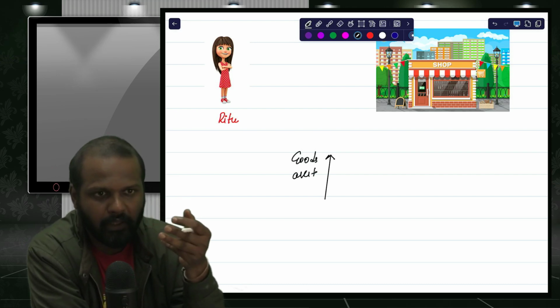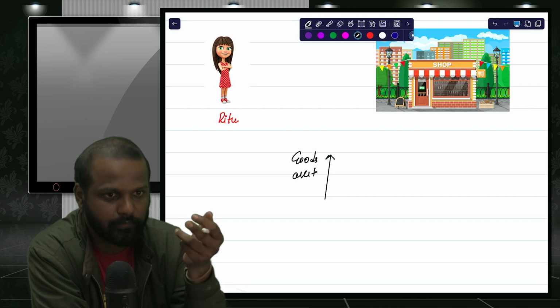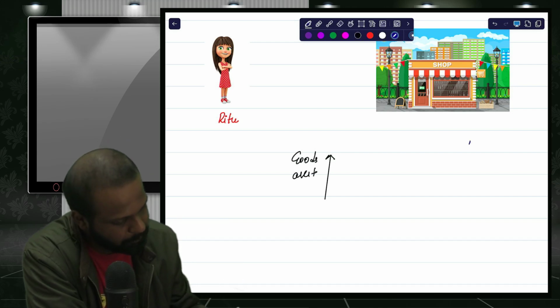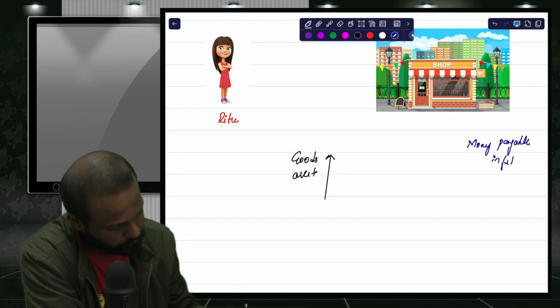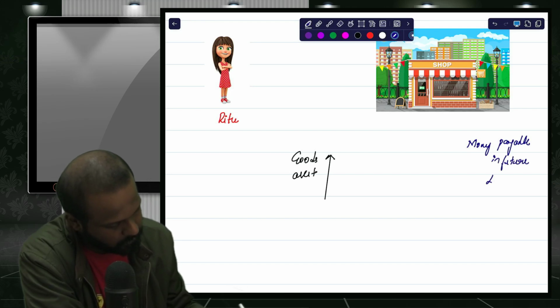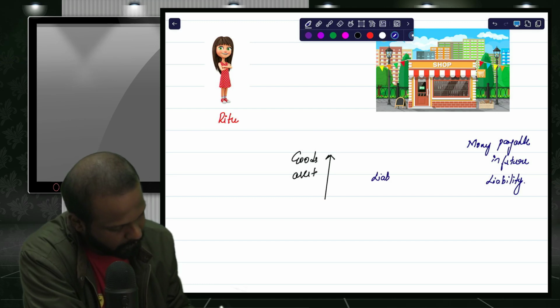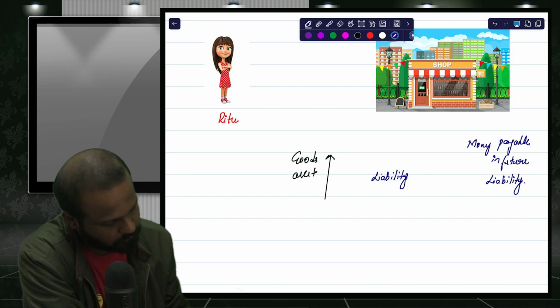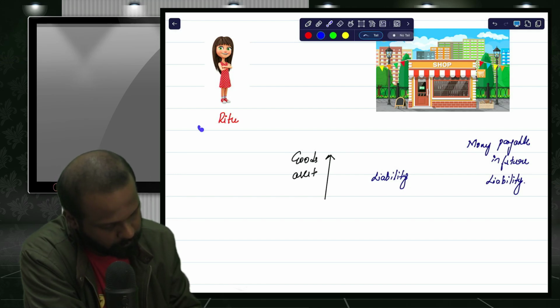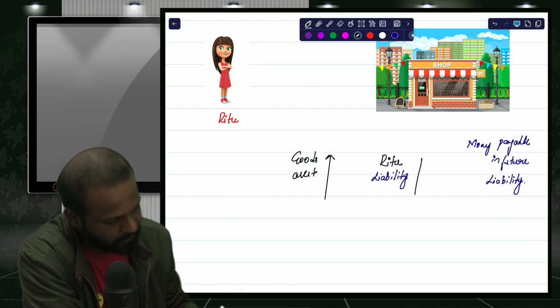But have you paid the money? No, we are going to pay the money in future. Money payable in future is going to be called a liability. If you have to pay any money in future, it's a liability. So we have to create a liability in our books by the name of Ritu, because we have to pay the money to Ritu. Creating a liability means increasing a liability.